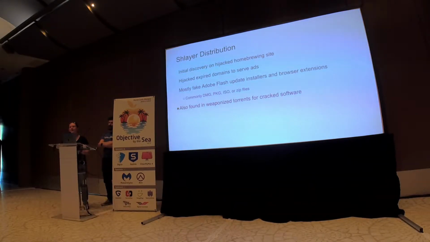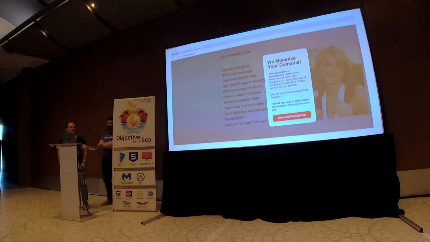Some of them will actually install the real program afterwards, which I discovered was pretty funny with one of the Flash updates. You go through the fake Flash update to install Shlayer, and it says install complete, and then the Flash updater pops up and says install Flash, and you go back through it again. So it's like, okay. But most of them, again, were DMGs, PKG files, ISOs, or zips, and then again in the torrent files.